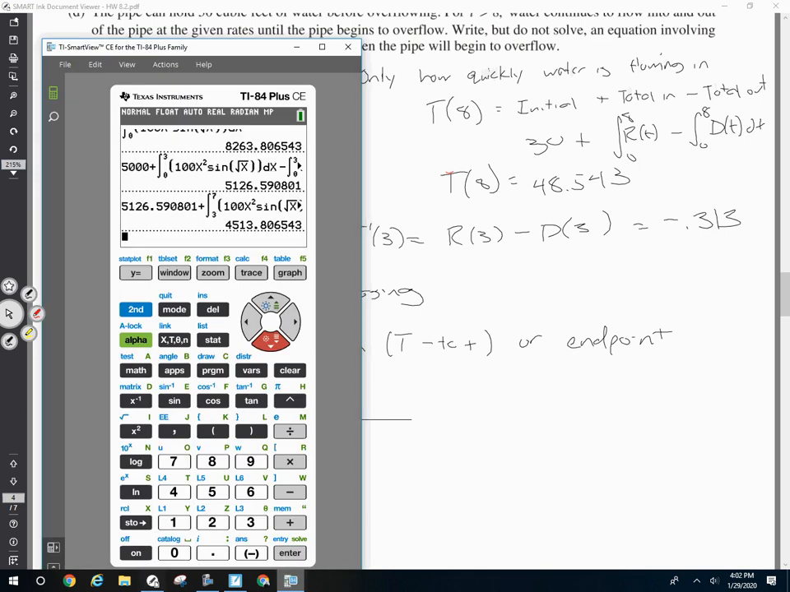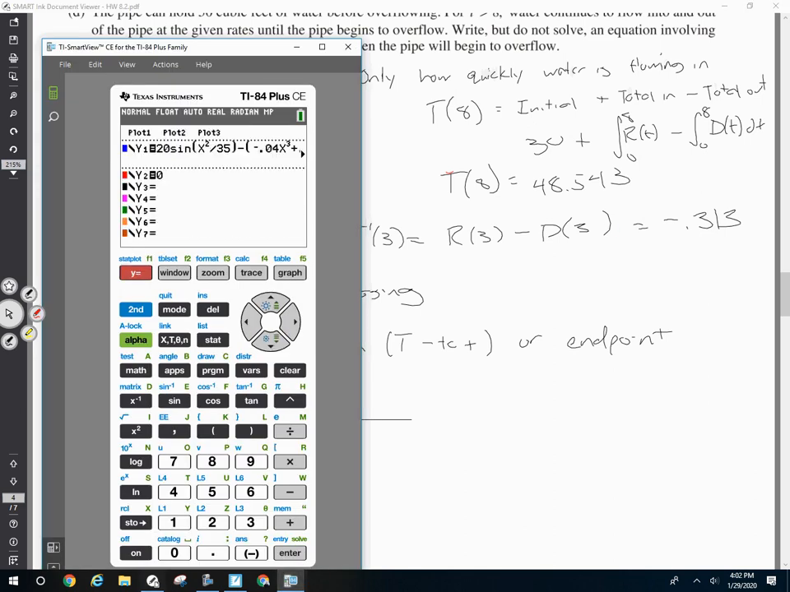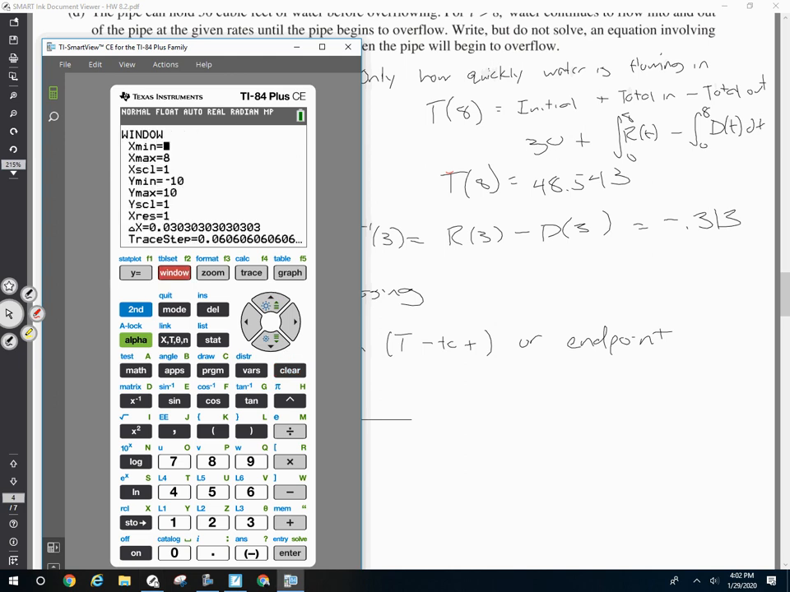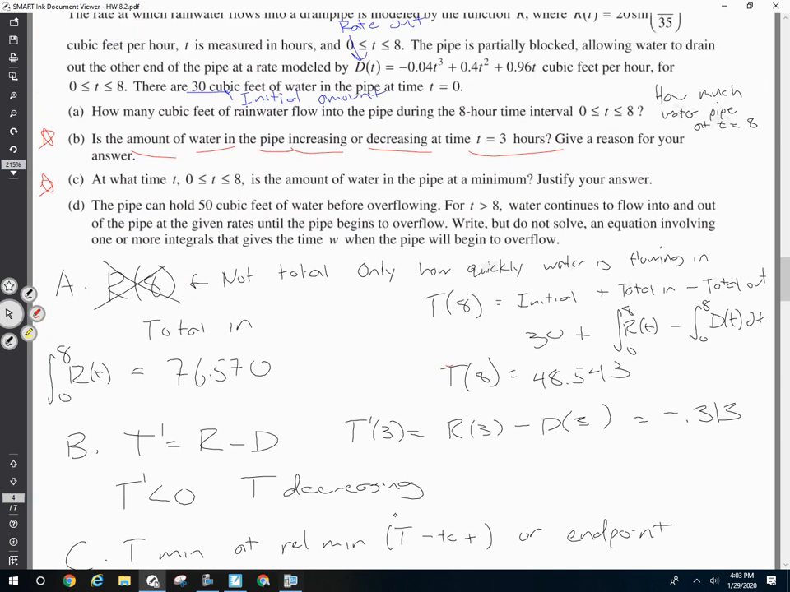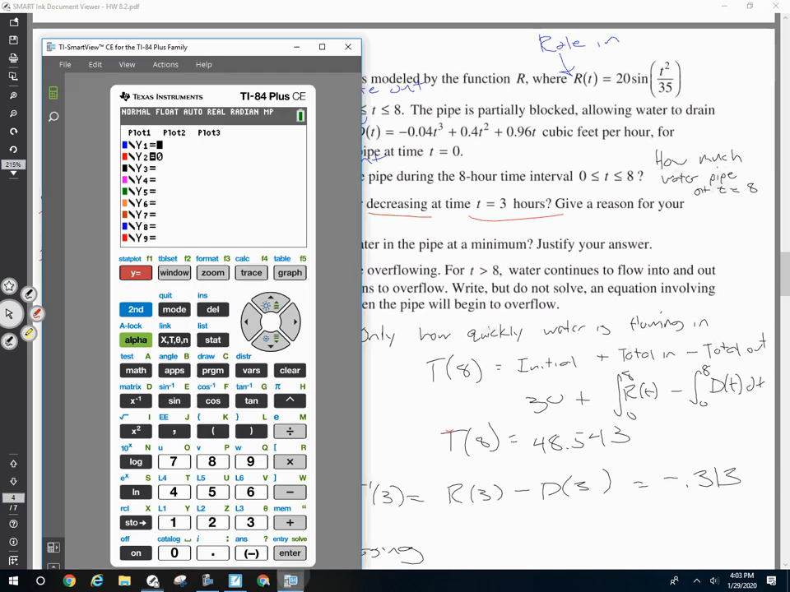Now, we know that we are only focusing on the interval from 0 to 8. I adjust my window to be from 0 to 8. You can change your y's if you want to. You got to be careful typing this stuff in. Okay? At all points. Part of these rate problems is testing your ability to use a calculator.